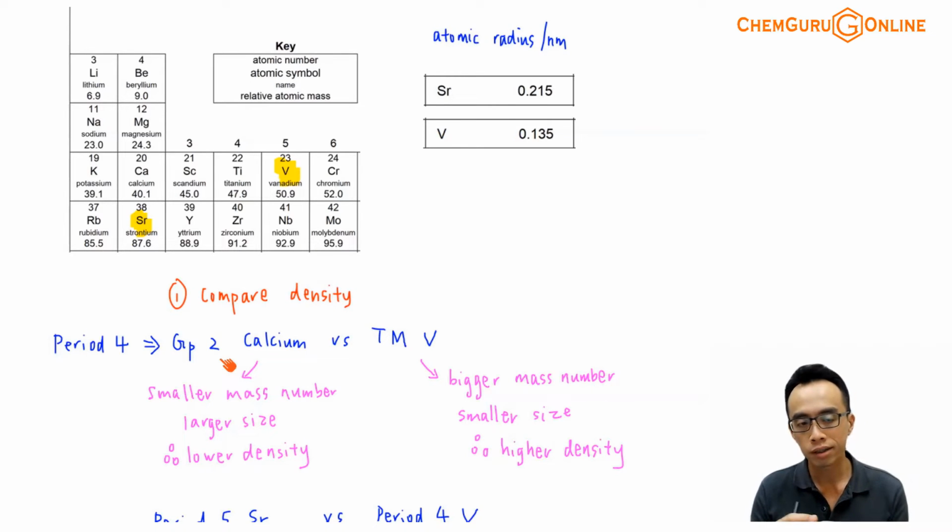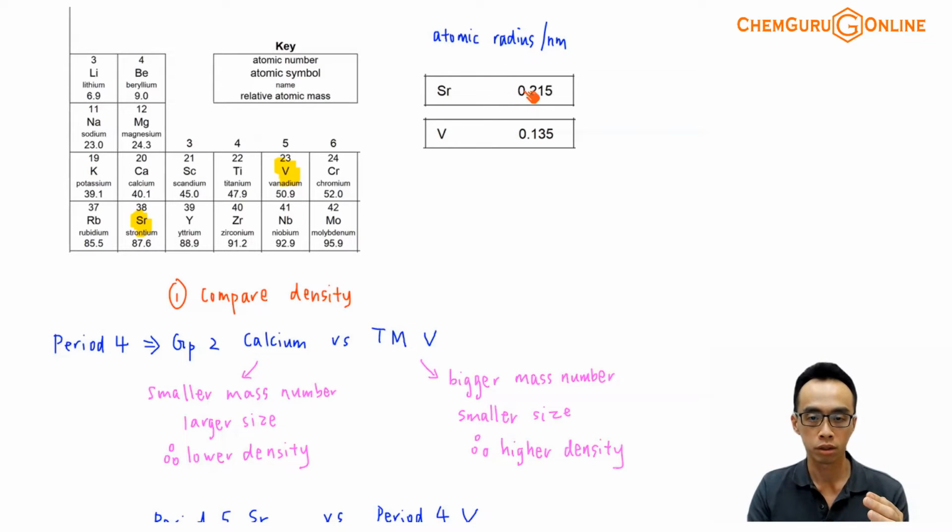But unfortunately, this exercise makes it a little bit more interesting. Instead of comparing calcium, I'm comparing against strontium. So we want to be a little bit careful with that. And this is the reason why I've also put this information involving the atomic radius for strontium versus vanadium, which is also in the data booklet.